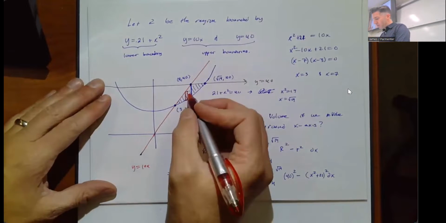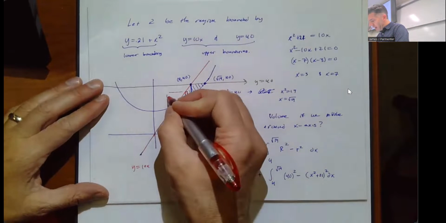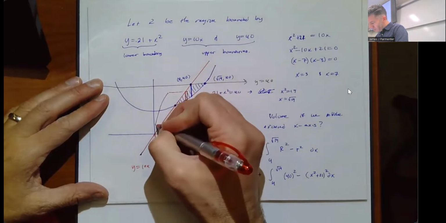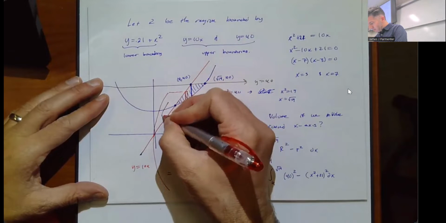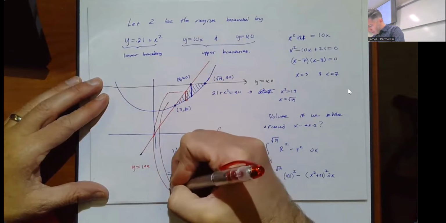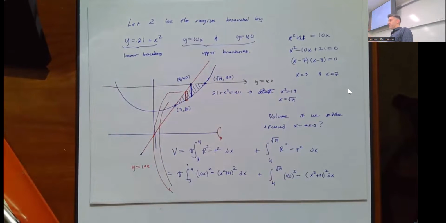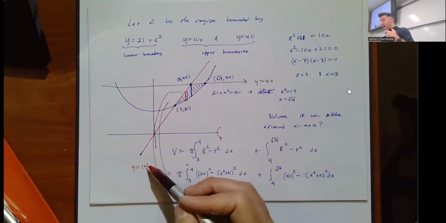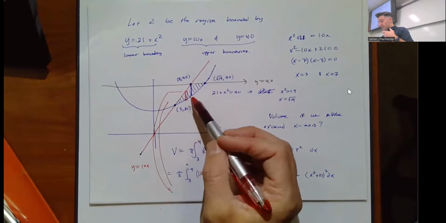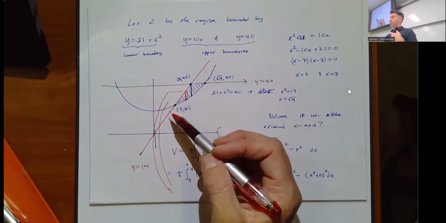When I think about this vertical cross section, there's my outer radius, my big radius, and here's my inner radius. I don't want to draw the whole washer because it's going to get in the way. But the idea is it's the big radius squared minus the little radius squared. And in this section, my big radius is the line y equals 10x, and my little radius is the parabola y equals x squared plus 21.